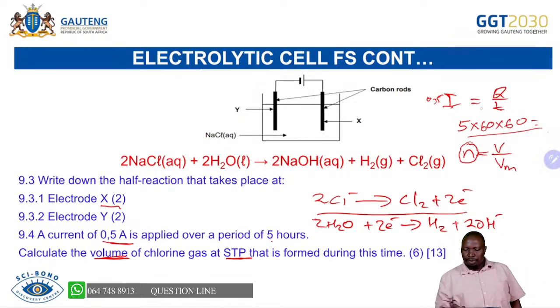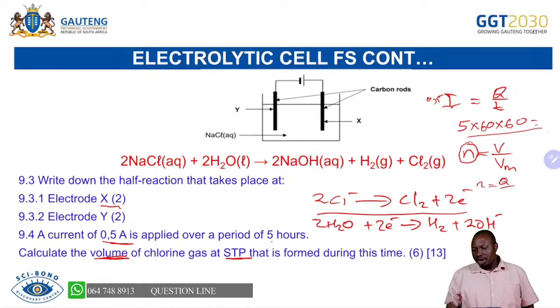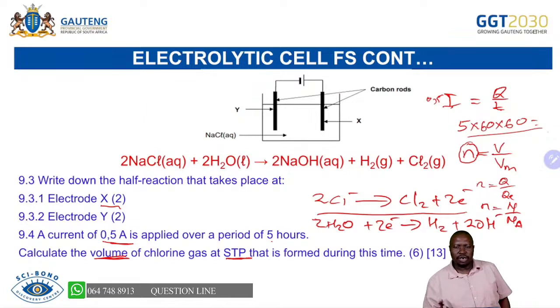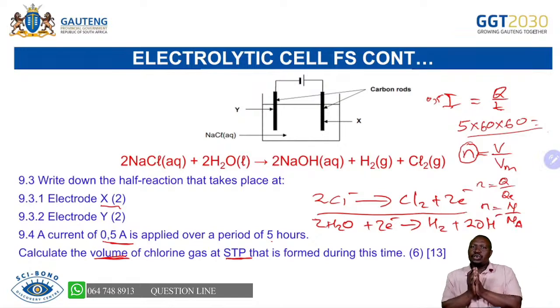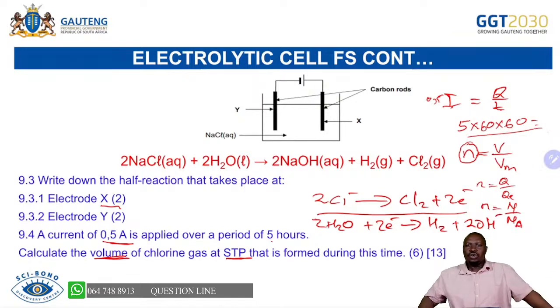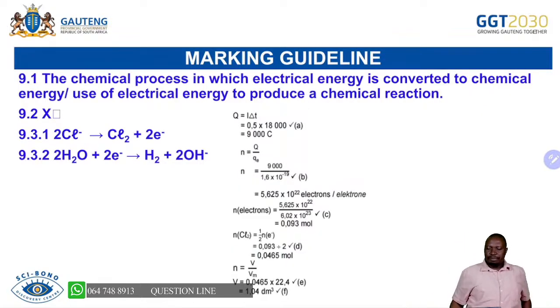Remember, you were able to calculate the charge. So this is a process where you know that n equals Q over Qe, and you know the other formula, n equals N over NA. All these which I'm writing on the board are the pieces of the puzzle that you are going to join together in order to answer this question and get those 6 marks. I'm hoping that you will be able to do that.